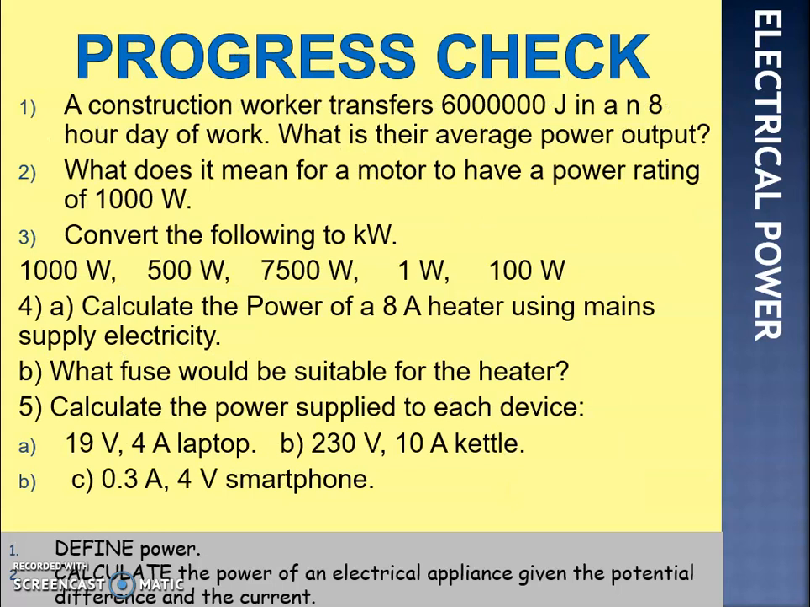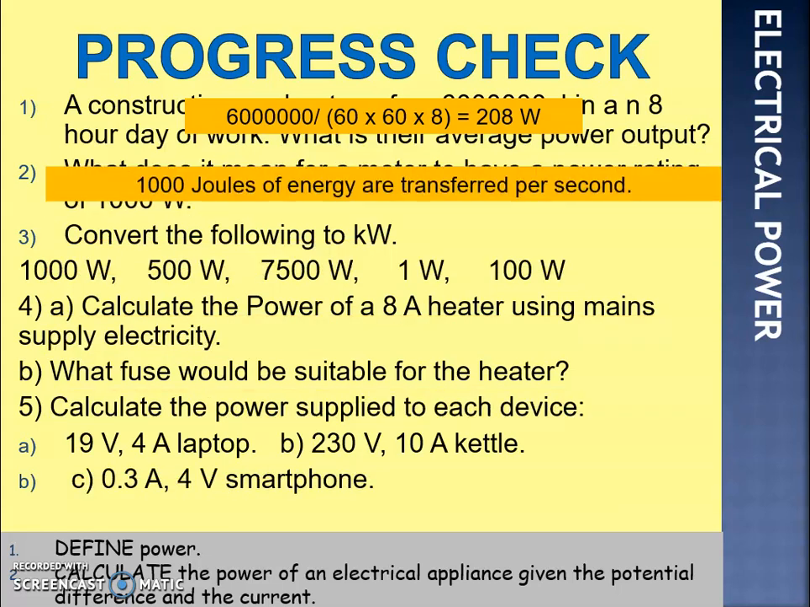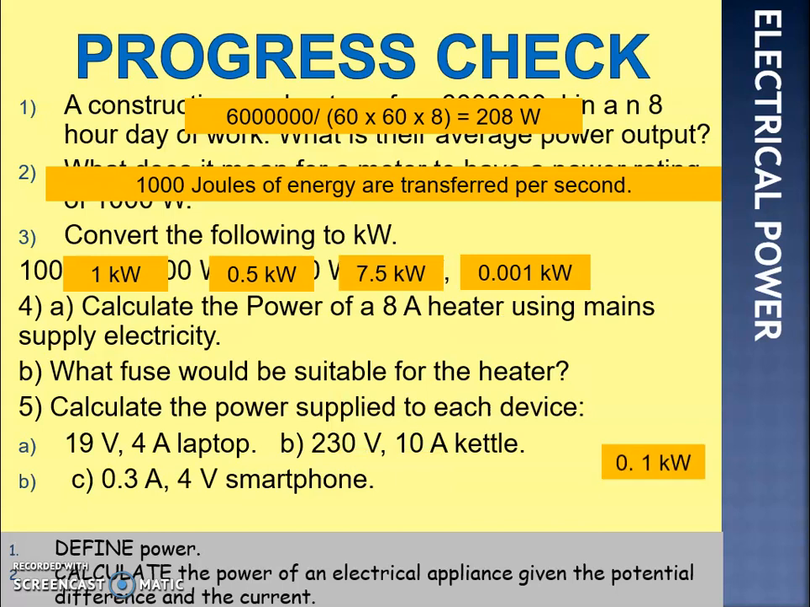Okay, quick progress check. Pause the video whilst you attempt each of those questions. Restart when you would like the answers. Okay, question 1. Average power output of the construction worker would be 208 watts. Motor with a power rating of 1000 watts means it converts 1000 joules of energy per second. Convert these to kilowatts. So 1000 watts will be 1 kilowatt. Then got 0.5 kilowatts, 7.5 kilowatts, 0.001 kilowatts, and 0.1 kilowatts. To convert it to kilowatts, you just divide by 1000.